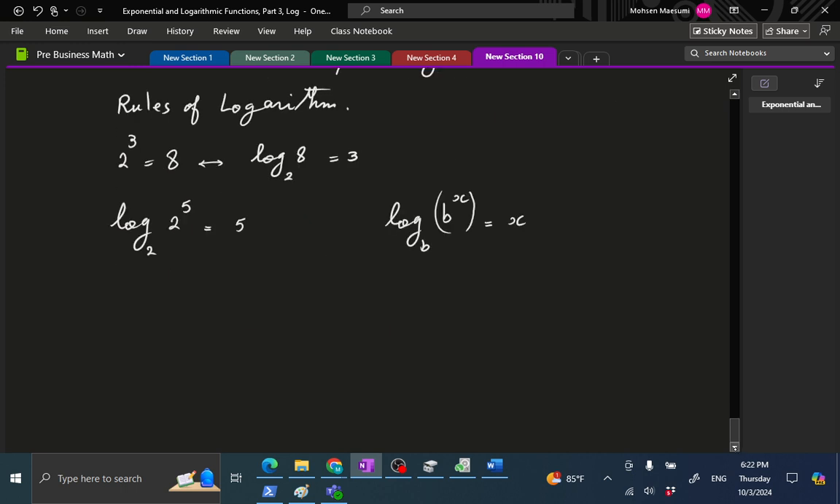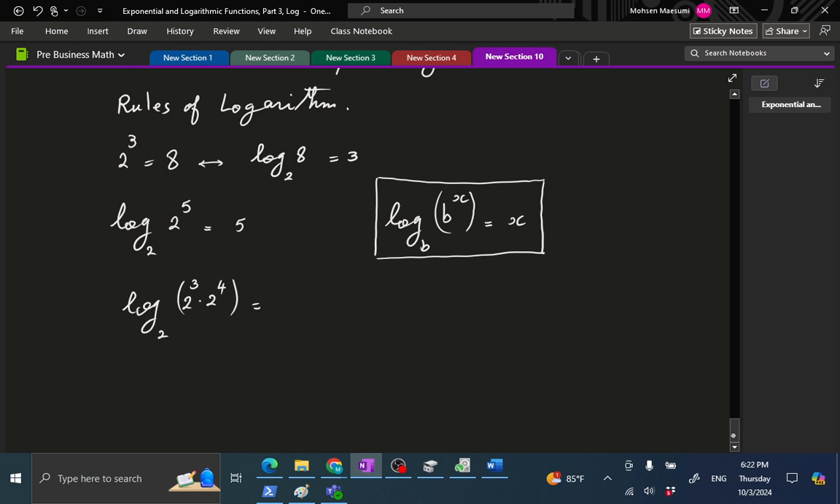Okay, so that is one rule. We can say up front we have such a thing. Now let me ask you another question. Suppose I ask what's the logarithm of 2 cubed times 2 to the power of 4 in base 2. Suppose we want to figure this out.